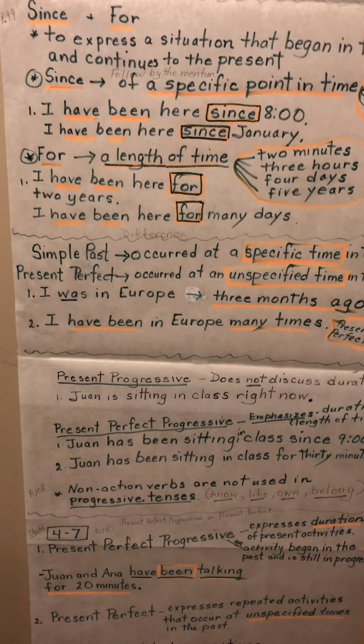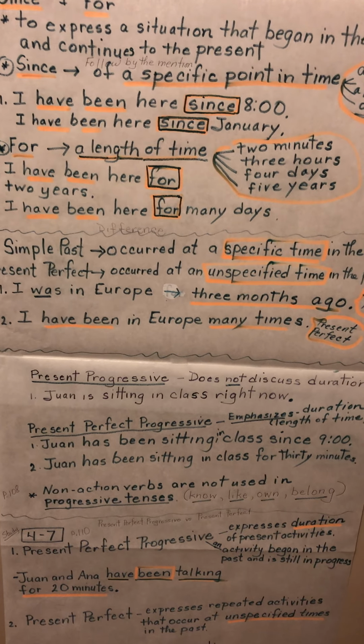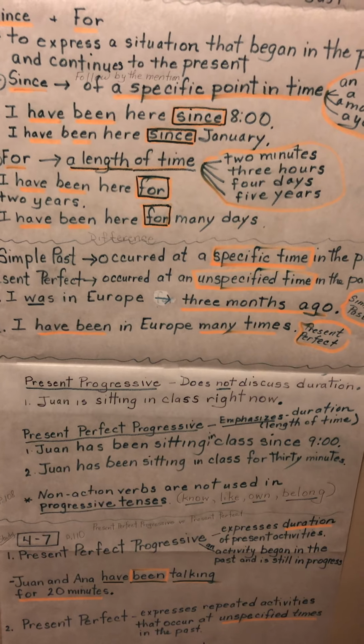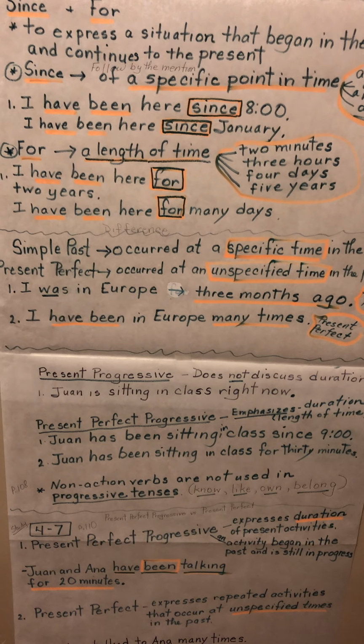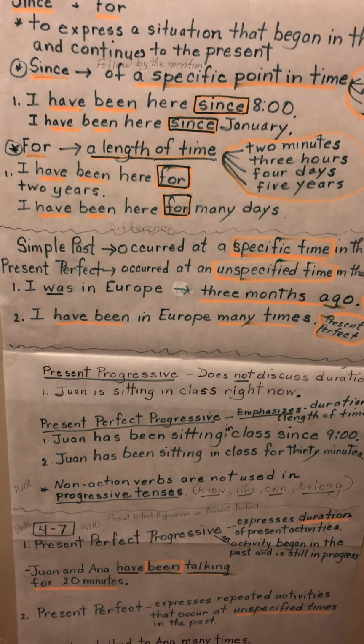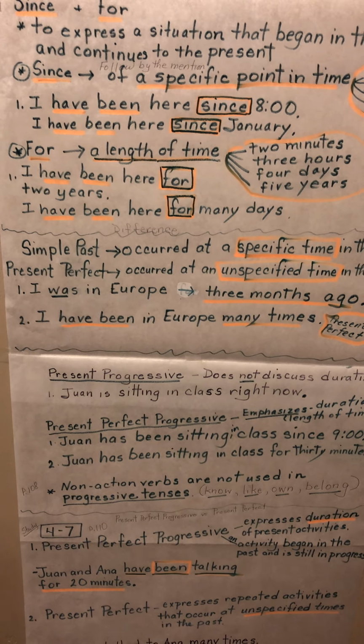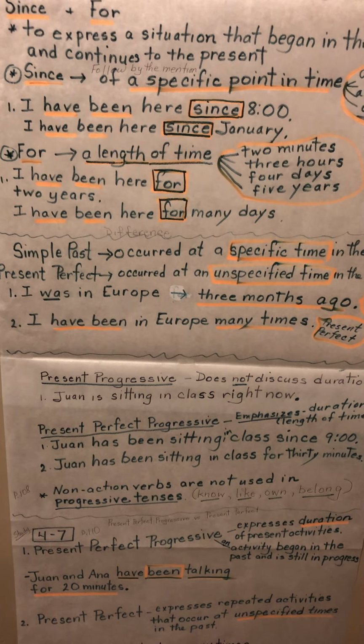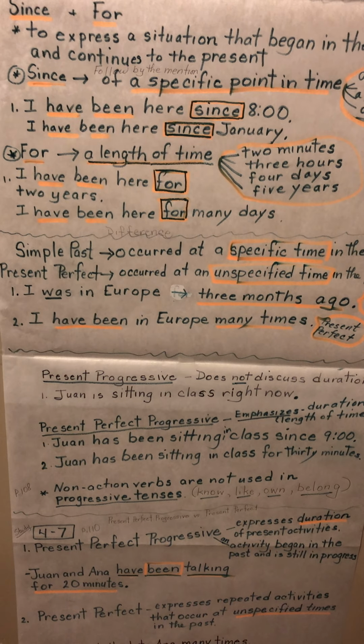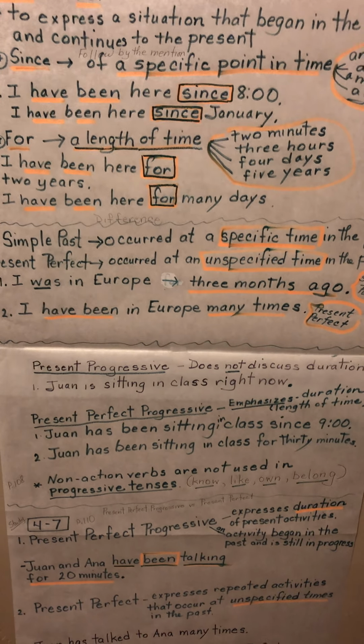Here we have an example. I was in Europe for 3 months. That's the simple past. Number 2, I have been in Europe many times. That's the present perfect.